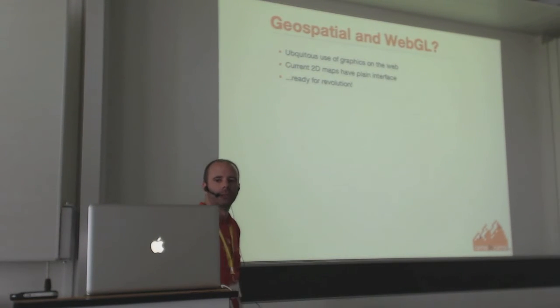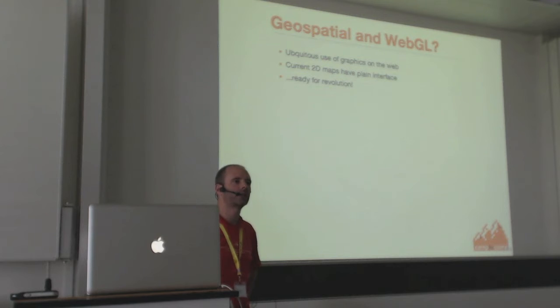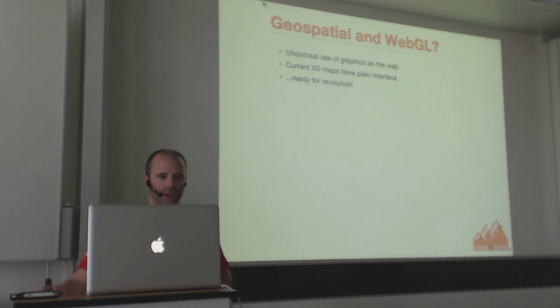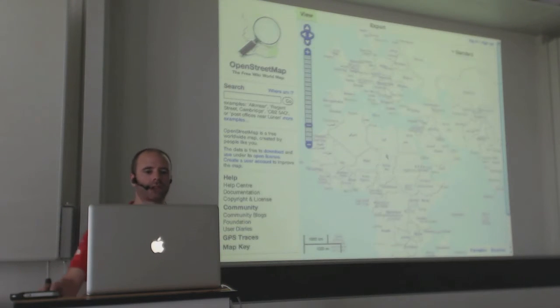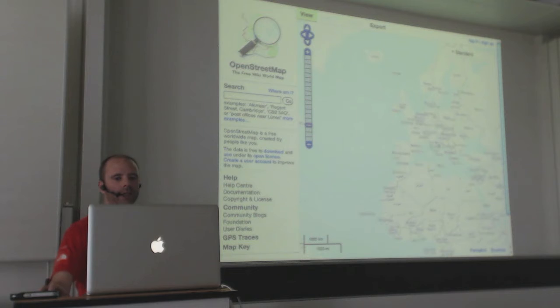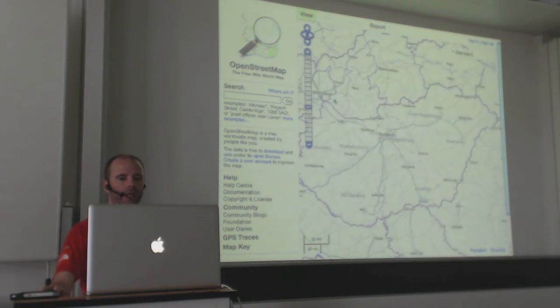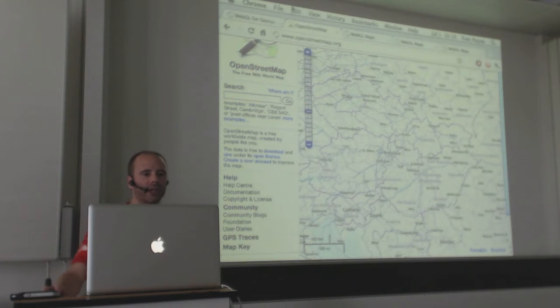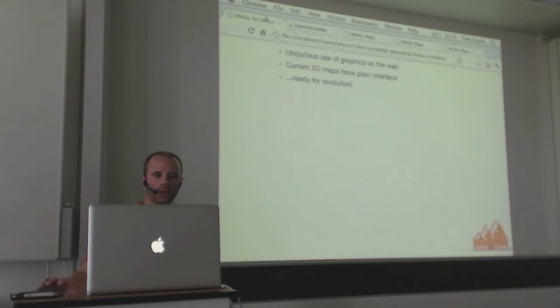So, geospatial WebGL. Well, currently geospatial is one of the main uses of graphics on the web. But what we've got at the moment is pretty simple. If I look at existing 2D maps, this is OpenLayers. We have great data here, but all we can do is pan and zoom. That's about it. With WebGL, we can do a lot more.